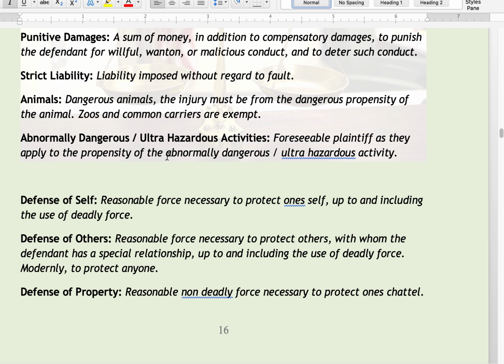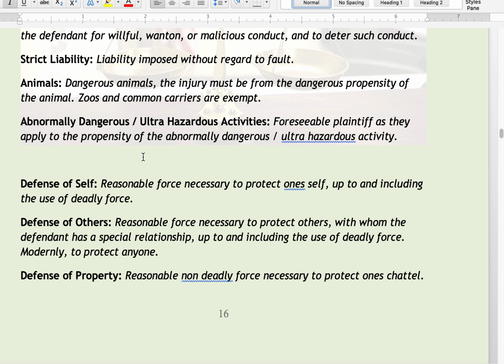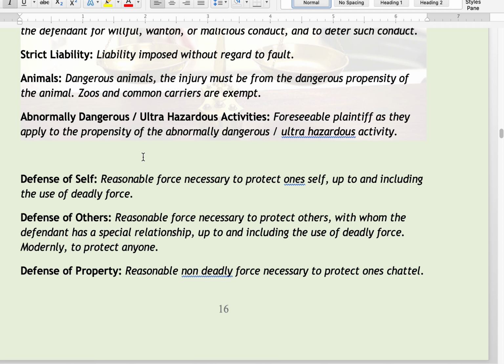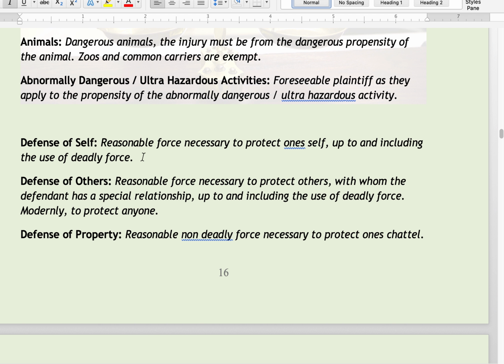Punitive damages: a sum of money in addition to the compensatory damages to punish the defendant for willful, wanton, or malicious conduct and to deter such conduct. Strict liability: imposed without regard to fault. Animals, dangerous animals. The injury must be from the dangerous propensity of the animal. Zoos and common carriers are exempt.